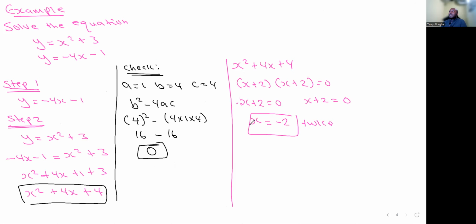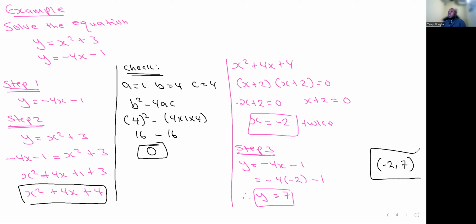To get the second variable, I'm going to use y is equal to minus 4x minus 1, which will give me minus 4 into bracket minus 2, minus 1. And therefore the y, when you put this in, minus 4 times minus 2 will give you 8. 8 minus 1 is going to give you what? 7. So that means the point of intersection for this is going to be x is minus 2 and y is 7. So this is the point of intersection.